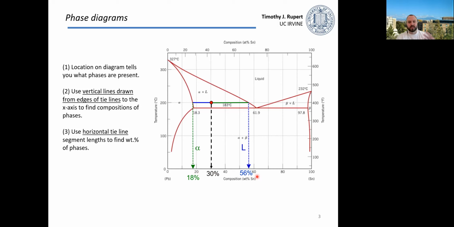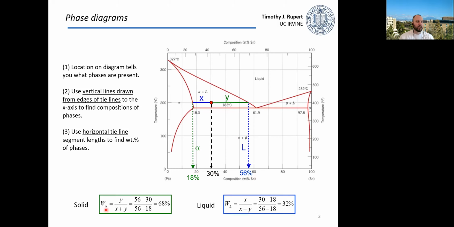You don't have to stop there. We can use what's called the tie rule to go and figure out how much of each of these two phases we're going to have. So this should just be a reminder or review, but we can look at the length of each of these segments. If we want to figure out how much solid is there, we take the length of the opposite side, in this case that length y, divided by the total length of this line. Okay. And in this case, if I do my calculations, I'll find that it's 68% solid.